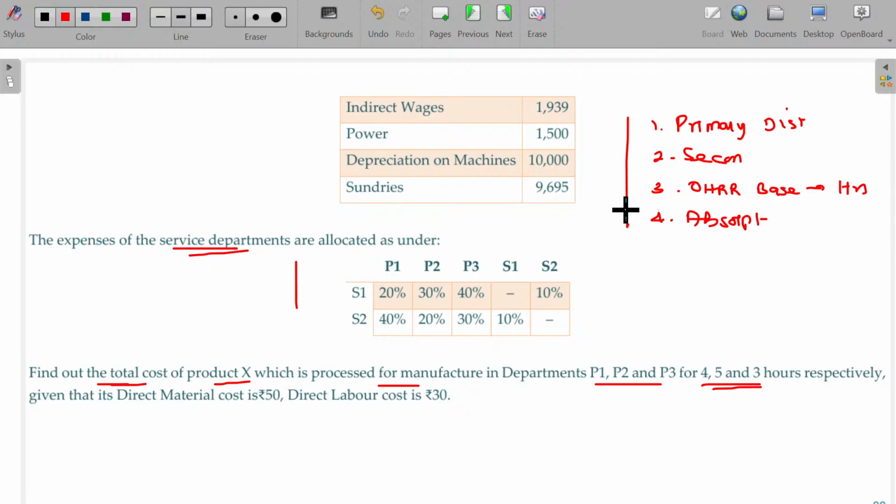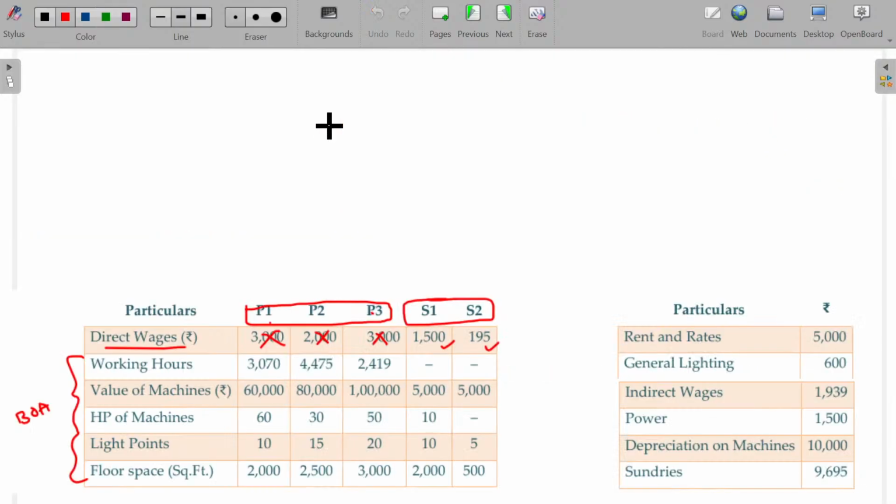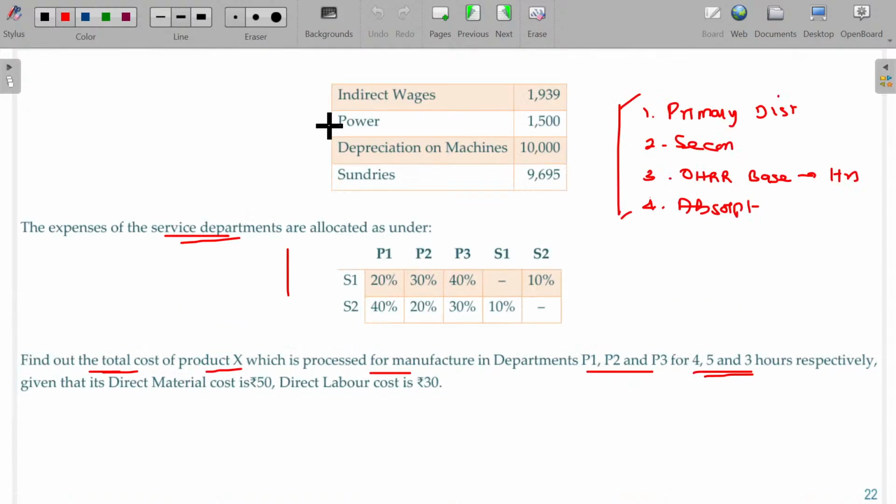After the incurrence of the actual overhead, we will compare. Absorption means actual as well as estimation, and deviation will be named as under or over absorption. Never mind about that now here. In this illustration, we confine with these 4 steps only. Primary distribution information is given here. Overhead and basis of apportionment. This is okay to find out the total overhead after the primary distribution.